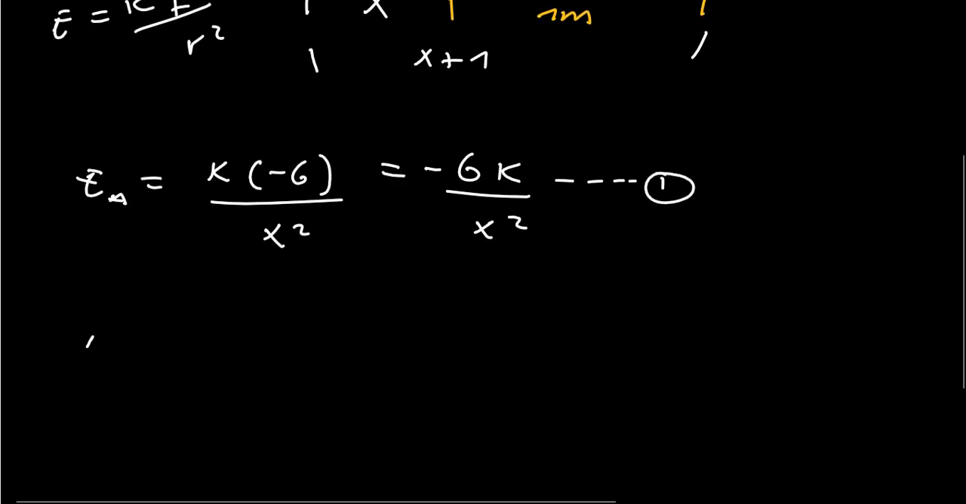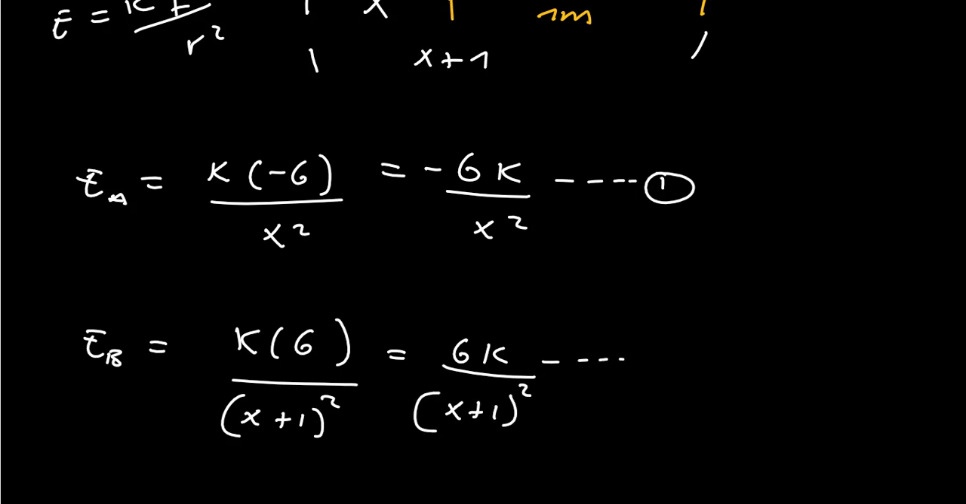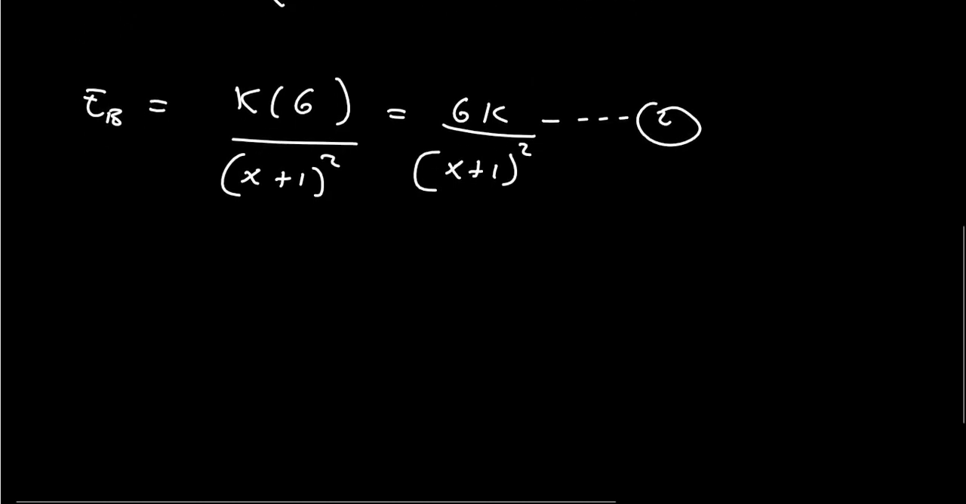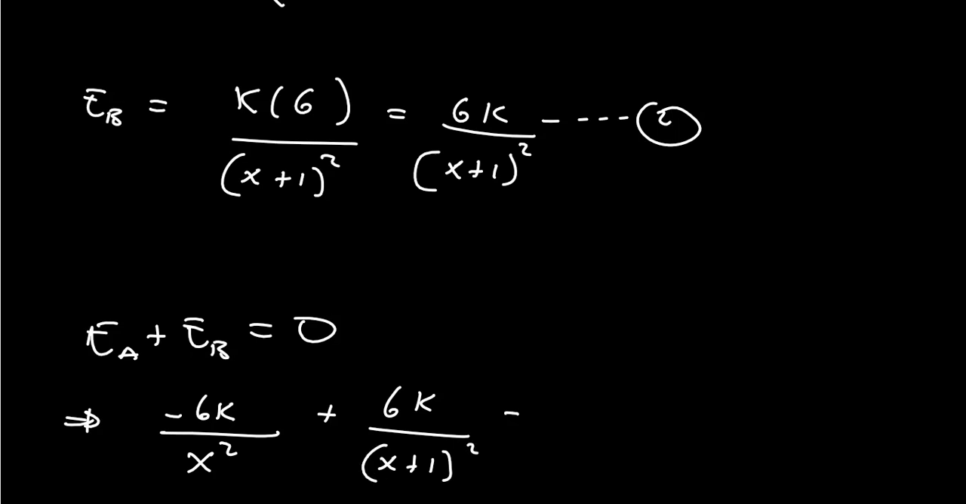Now that of B, EB, will simply be K times the charge +6 divided by x plus 1, all of that squared, and so I get 6K divided by x plus 1, all of that squared. We call that equation 2. Now at the point where the field strength is null, the sum of these two fields should give us 0, and so if we take EA plus EB, we are looking for the point where it can be null. So this means I will have -6K divided by x squared plus 6K divided by x plus 1 all squared is equal to 0.